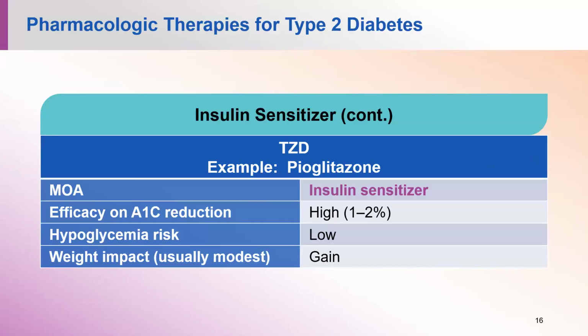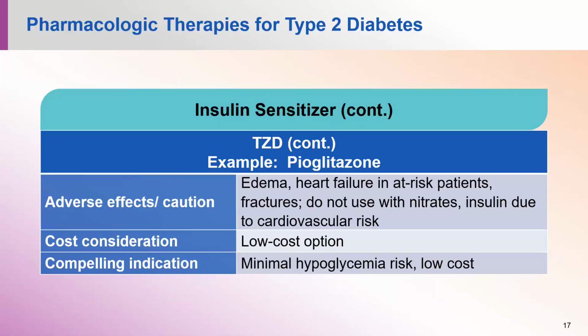Low hypoglycemia risk because it has nothing to do with insulin release. Weight impact is modest, a little bit of a weight gain. One thing that pioglitazone will tend to do is increase circulating volume. Not by a lot, but by a little bit. So a 35-year-old with a normal left ventricle is going to do fine with it. A 78-year-old with some occult cardiovascular disease is not going to do so well on it. And that's why there is that heart failure risk.